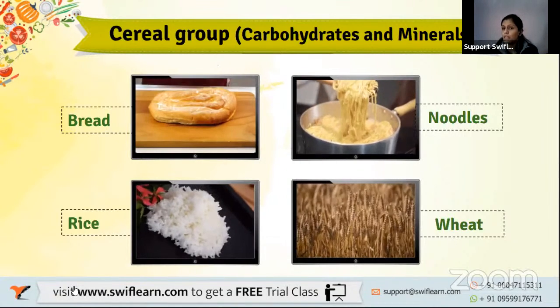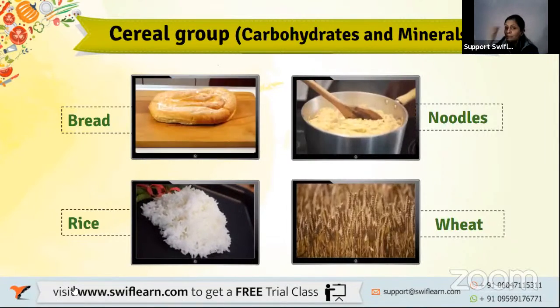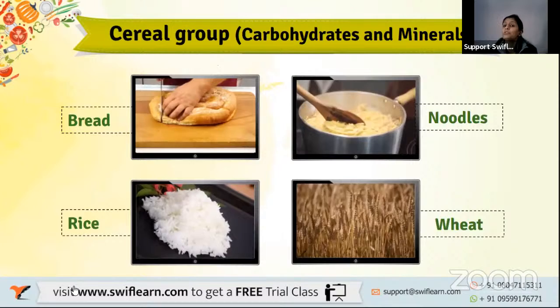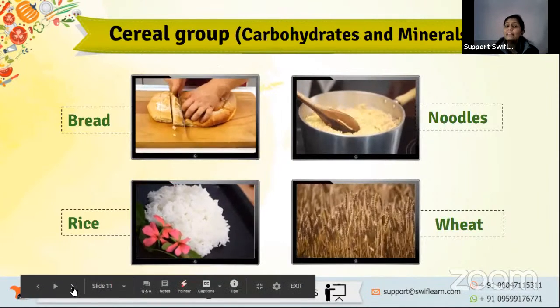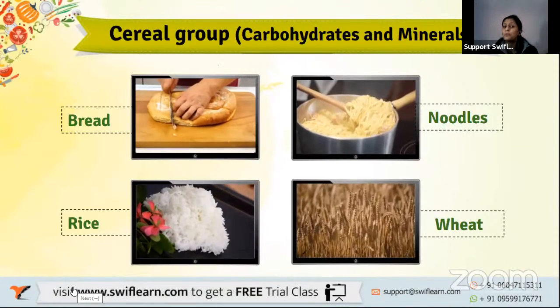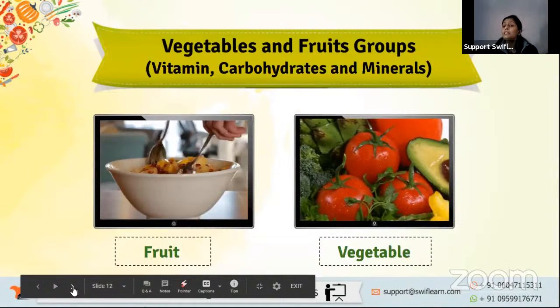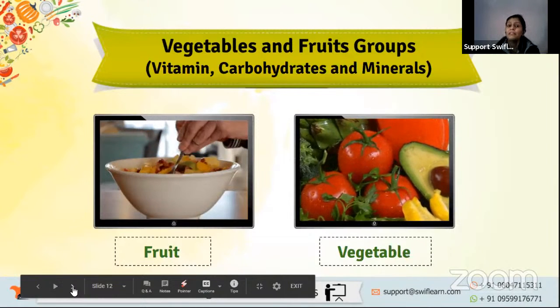The most important thing is, जो चीज हमें avoid करनी चाहिए वो इनमें बहुत कम quantity में होती है. That is, they have a low amount of fat in them. So these are some of the examples of the cereal group: your bread, rice, noodles, and wheat. They belong to the cereal group. Now coming to the next group, that is the vegetable and fruits group.